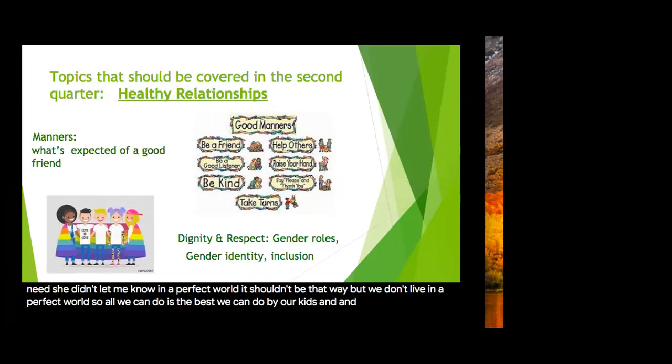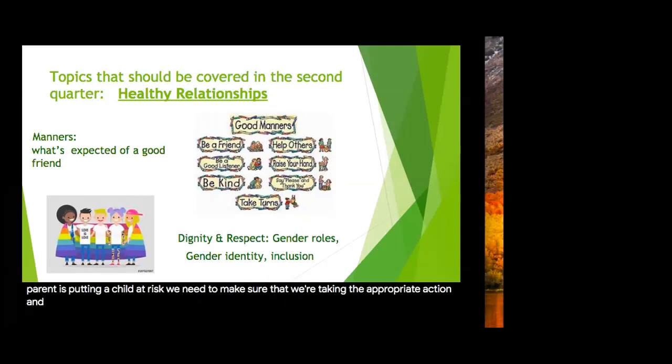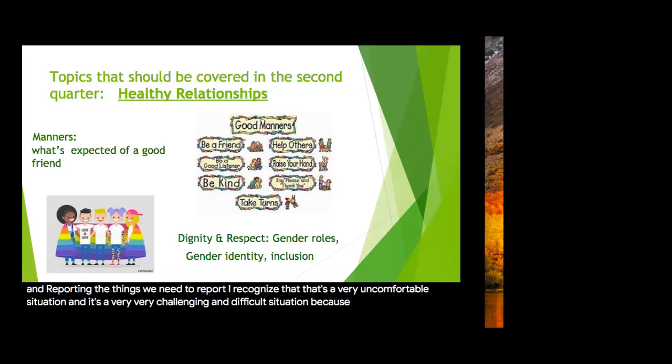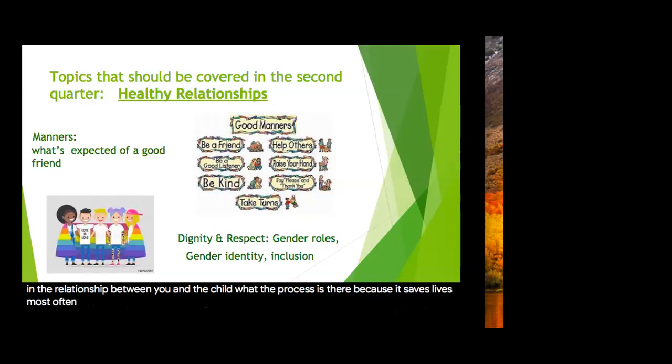If a parent is putting a child at risk, we need to make sure that we're taking the appropriate action and reporting the things we need to report. I recognize that that's a very uncomfortable situation, and it's very challenging and difficult because it can cause a fracture in the relationship between you and the child. But the process is there because it saves lives most often.